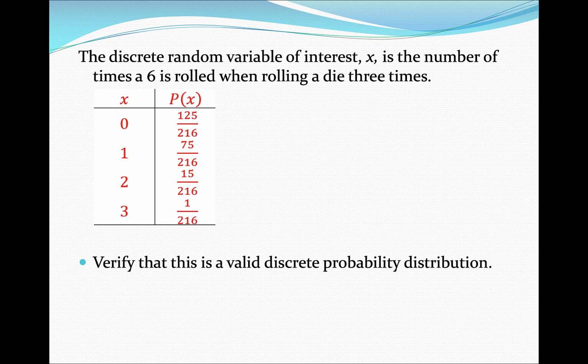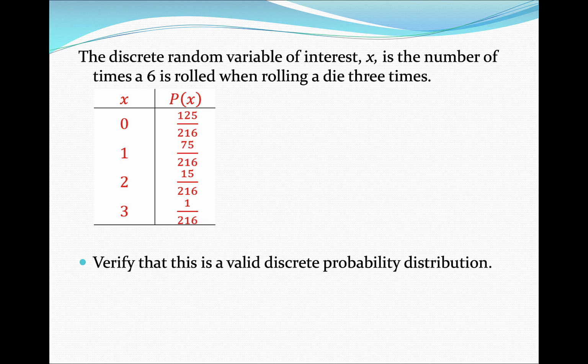Now I'm going to clean it up a little bit and just give you the x's and the probabilities. And when you do that, this is what it looks like. The probability x is 0 is 125 over 216. The probability x is 1 is 75 over 216. The probability x is 2 is 15 over 216. And the probability x is 3 is 1 over 216. So now we have our probability distribution.